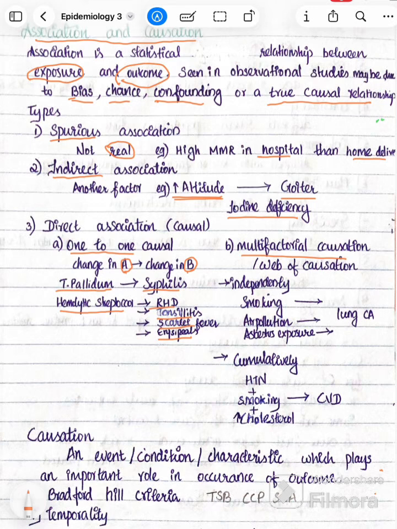Multifactorial causation and web of causation. Factors independently can cause disease or cumulatively can cause disease. For example, smoking can cause lung cancer, and air pollution also can cause lung cancer. Asbestos exposure also can cause lung cancer. Cumulatively, hypertension, smoking, and increased cholesterol may lead to cardiovascular disease. In one-to-one causal association, there is a specific agent. Here in multifactorial causation, there is no specific agent; there are multiple exposures.